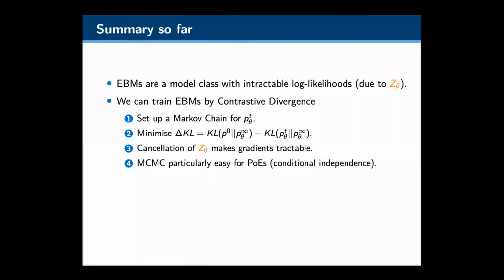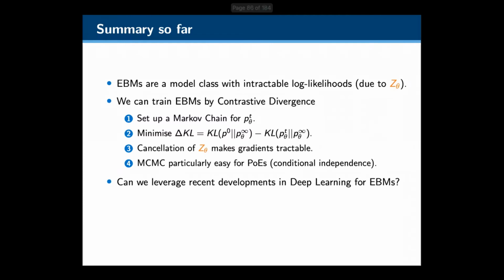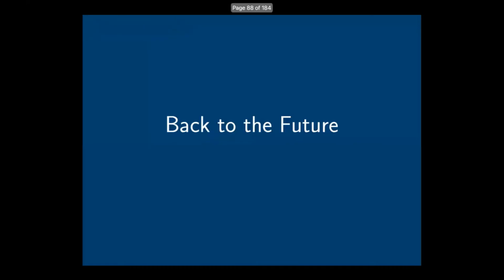And MCMC is particularly easy for PoEs because of conditional independence. And so two questions that we'll be answering in the remainder of the presentation are: can we leverage recent developments in deep learning, basically combining deep models with energy-based models? And are there alternatives for training EBMs, so alternative methods other than contrastive divergence? So I'm gonna hand over to James to take us back to more modern approaches for training.